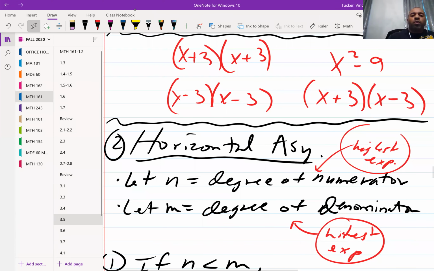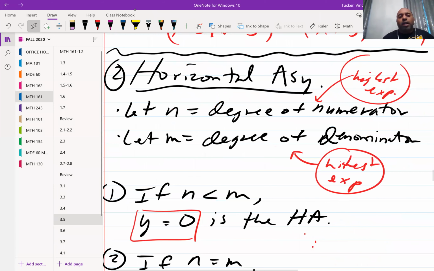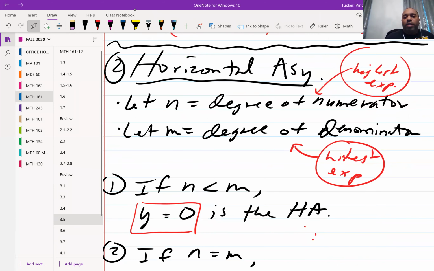All right, so let's look at horizontal asymptotes. We're going to let n be the degree of the numerator, and m be the degree of the denominator. The degree of the numerator is the highest exponent of the variable in the numerator, and the degree of the denominator is the highest exponent of the variable in the denominator. So for the first condition, if n is less than m, then your horizontal asymptote is y equal to 0.